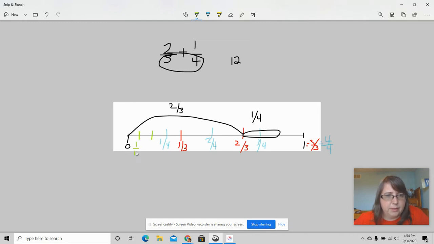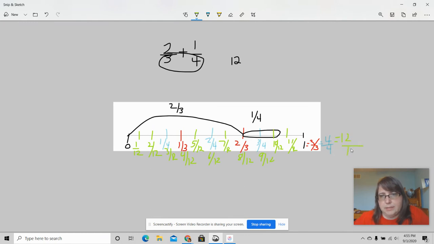Now I've got 1/12, 2/12, 3/12, 4/12. There's 5/12. Halfway mark is 6/12. 7/12, 8/12, 9/12, 10 and 11/12. So now I've cut this into 12ths. And then 1 whole is 12/12.